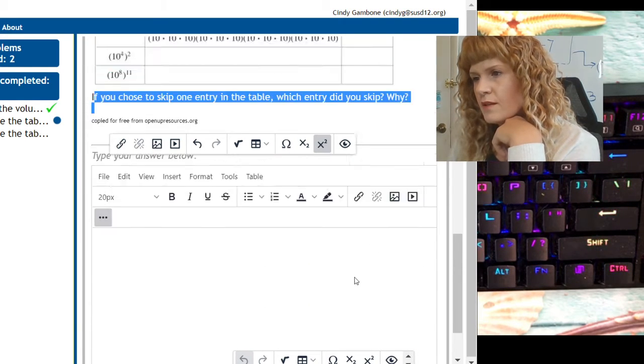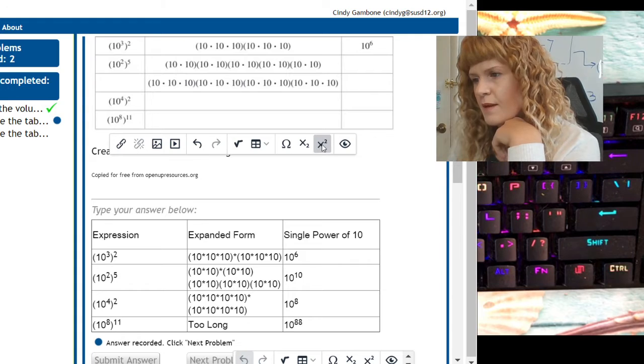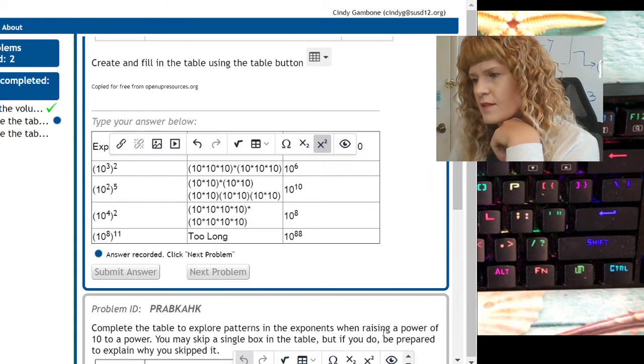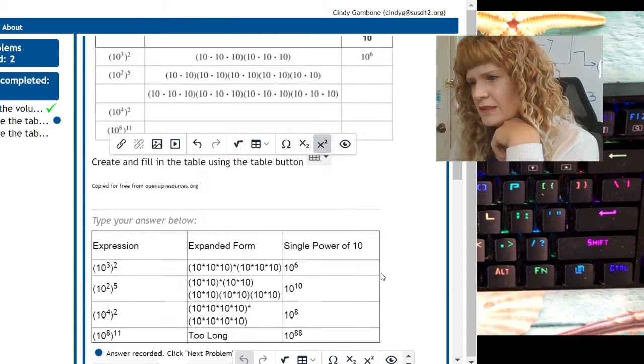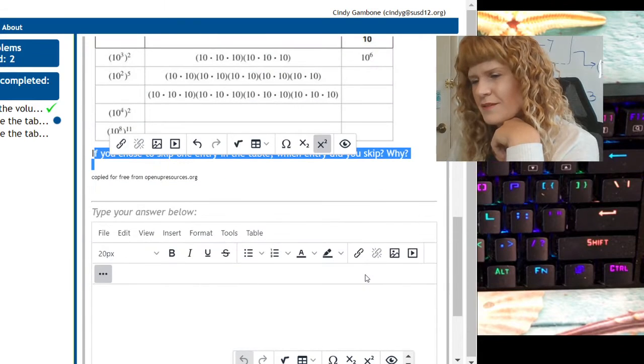So go down here. You know what? I need to get rid of that bar right there. I think I have to click something again. I don't know what to do.